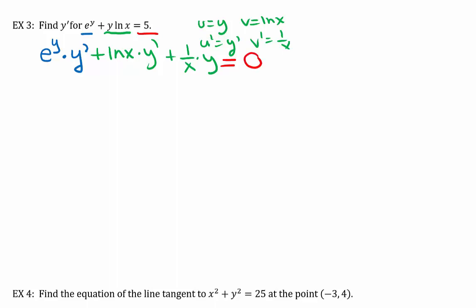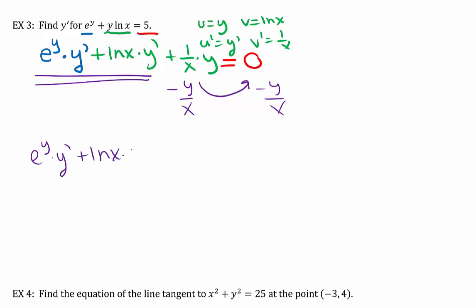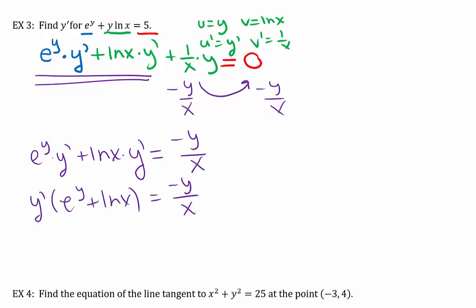Now to solve this thing for y prime, I want everything with y prime on one side of the equation, everything without y prime on the other side. So I'm going to subtract this y over x from both sides, and I get e to the y y prime plus ln x y prime equals negative y over x. Now we can factor y prime out of the left-hand side.